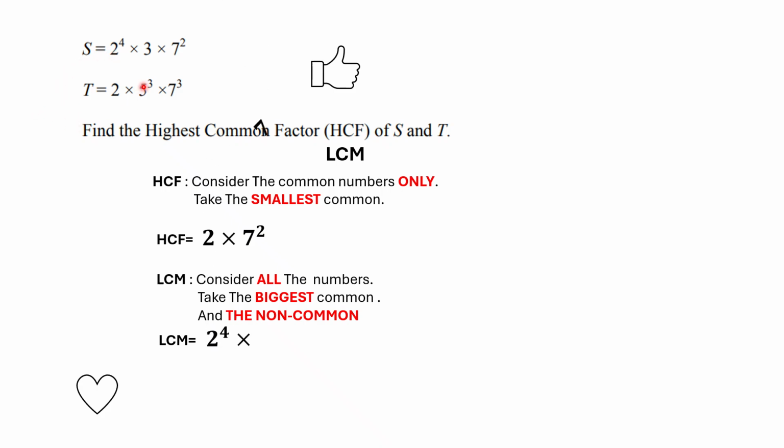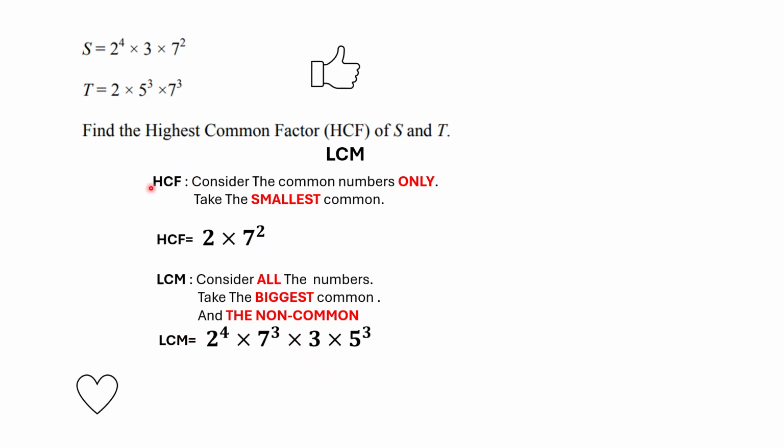And then we will take the bigger one for the 7. We'll take the 7 to the power of 3. And we will take the non-common. So we'll take the 3 and we'll take the 5 to the power of 3. And that's it for the least common multiple.